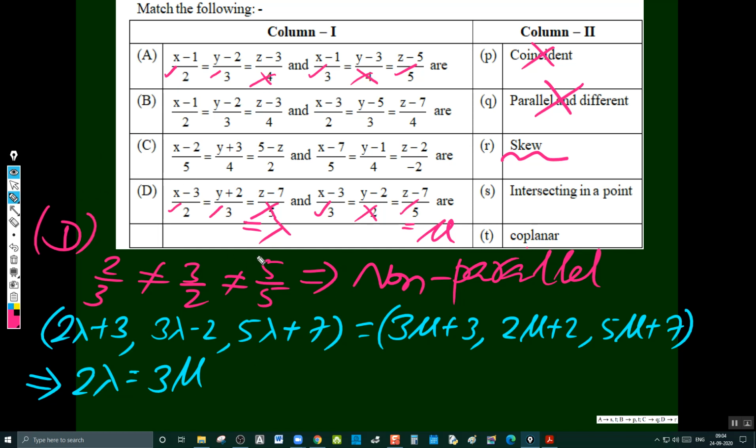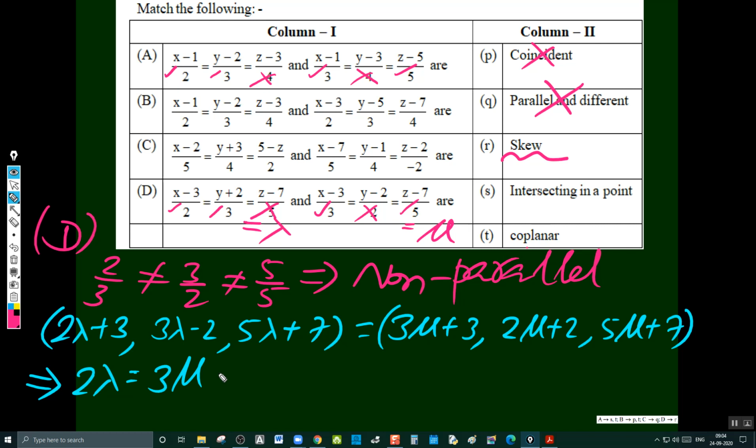Because these two lines are only taking points, so of course, different, I think. Yeah, even though the points are different. Points are different here: 1, 2, 3, and here 3, minus 2, 7. And here 1, 3, 5, and 3, 2, 7.